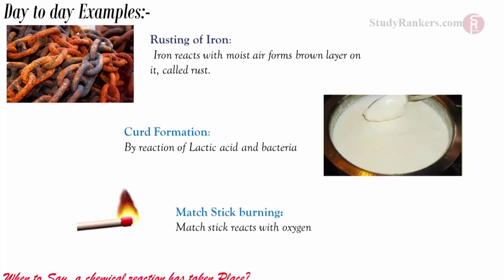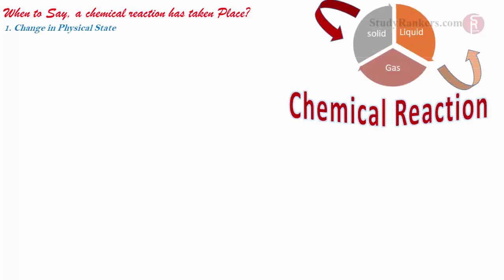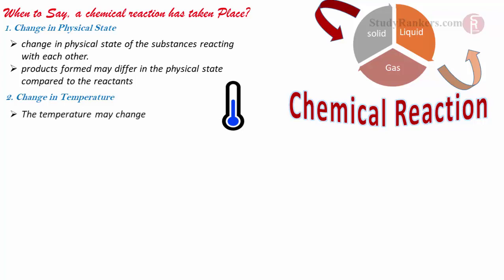There are certain indicators which indicate that a chemical reaction has taken place. First is change in physical state. It means that there is a change in physical state of the substances reacting with each other. The product formed may differ in the physical state compared to the reactant. Next is change in temperature. The temperature may change when a chemical reaction takes place. It may increase or decrease.